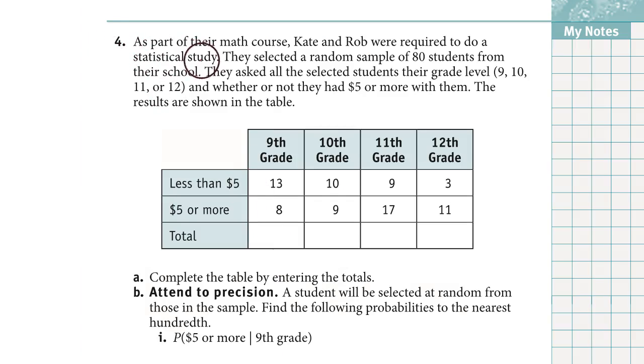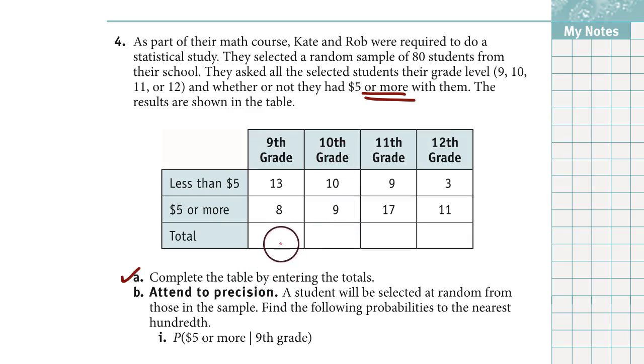Let's try another one. As part of their math course, Kate and Rob are required to do a statistical study. They selected a random sample of 80 students from the school, and they asked them what grade they were in and whether or not they had $5 or more with them. The results are shown in the table. So the first thing you're asked to do is to complete that table. I'll pause the video for you.